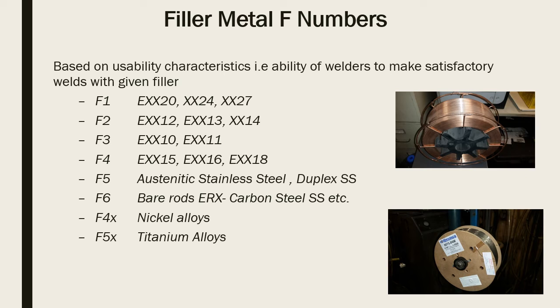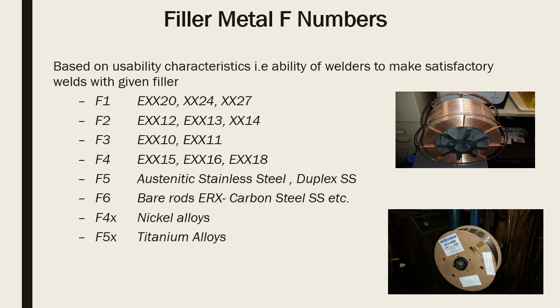Then when we get to carbon steels, we've got F1, 2, 3, and 4. Well, F1 is all the flat position stuff, like 7024 or 7027 or whatever. Pick a number up there in the F1s. All that stuff's meant to run flat. You can't run that stuff overhead. So if a welder qualifies with that, that's all they can run.